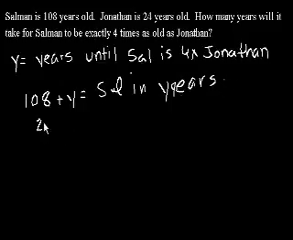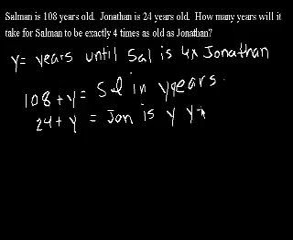And then Jonathan in y years, that's pretty easy. He's going to be 24 plus y. So that's John for short, in y years. And what else does the problem say? It says, in how many years will it take for Salman to be exactly 4 times as old as Jonathan? And the exactly is important because Salman is already more than 4 times as old as Jonathan, but they want to figure out exactly when is Salman going to be 4 times as old as Jonathan.